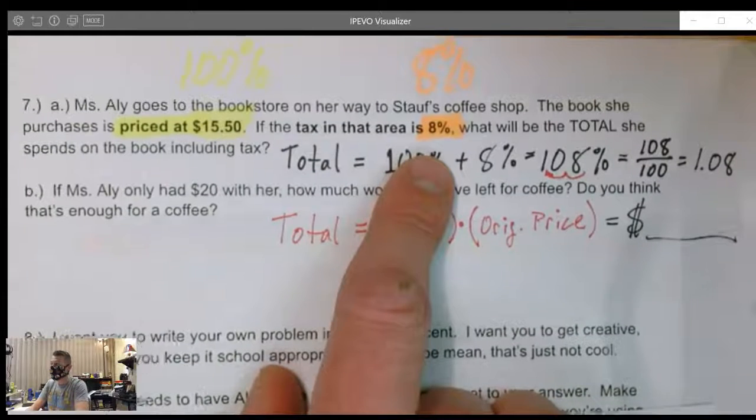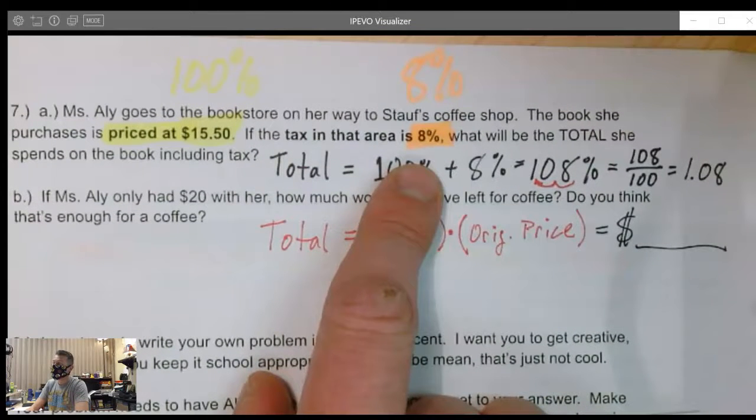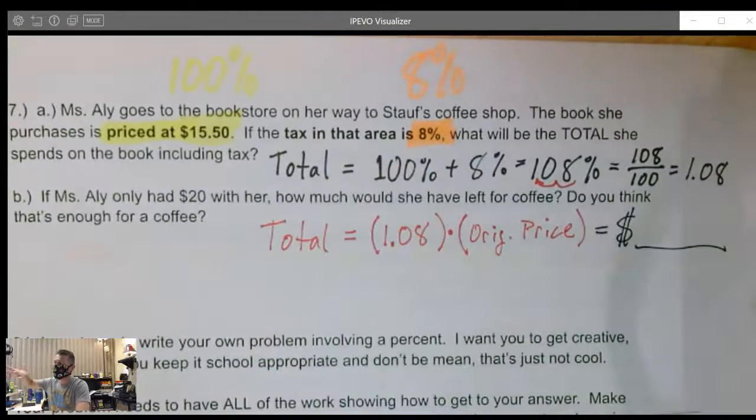So if the tax is 8%, hey guys, you sitting back there, it looks like it's maybe working. I know, but I got 5 minutes left and I'm trying to cover this real fast and I want you guys to hear it.